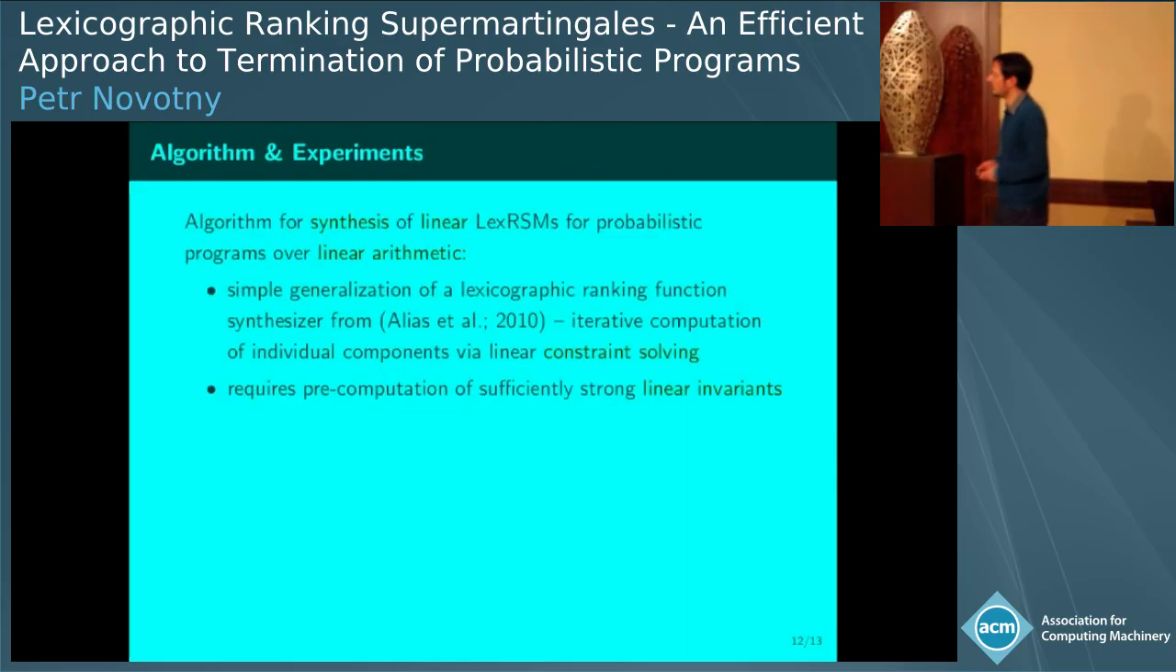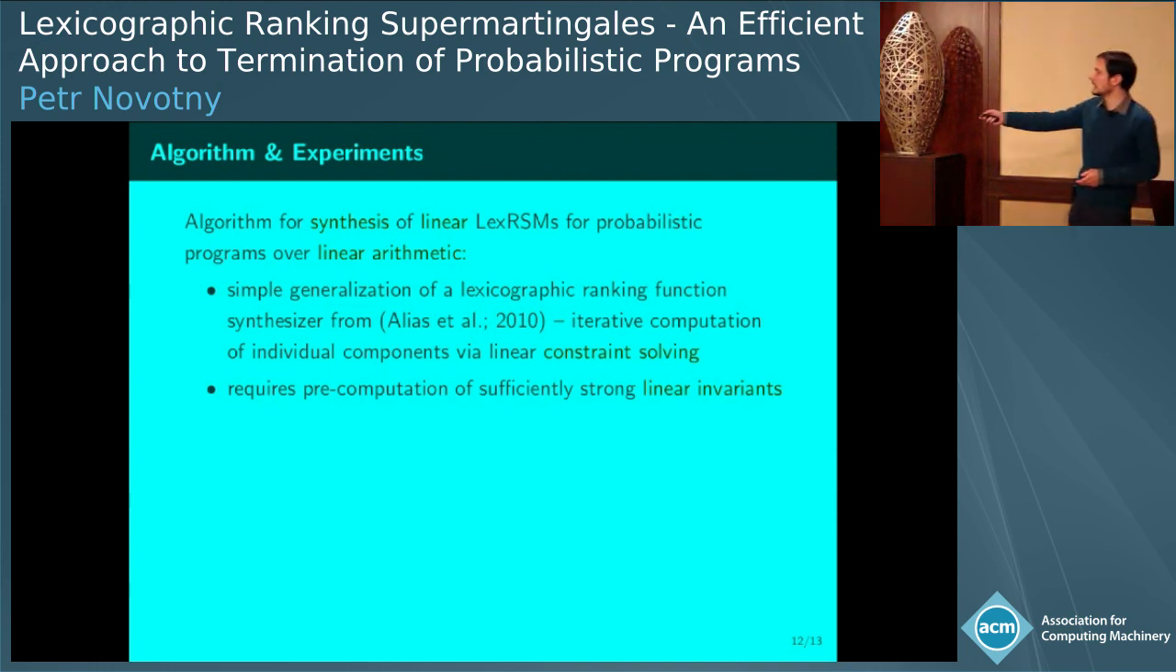Okay, a couple of words on experiments. So we generalized one termination proving algorithm for classical programs from the 2010s, so that the generalized algorithm works with probabilistic programs over linear arithmetic and looks for or checks the existence of a linear lexicographic ranking supermartingale of an arbitrary dimension.